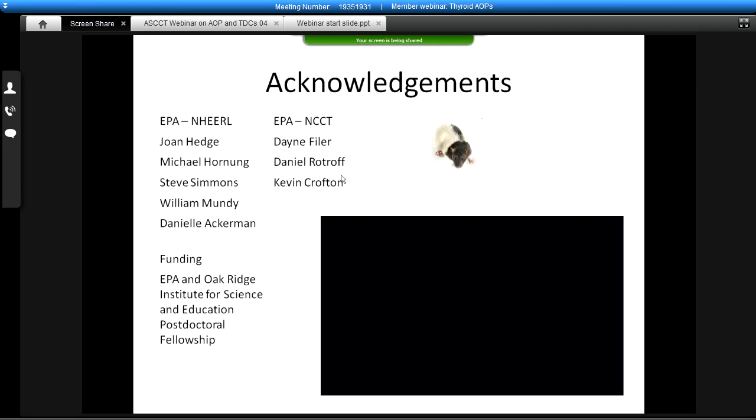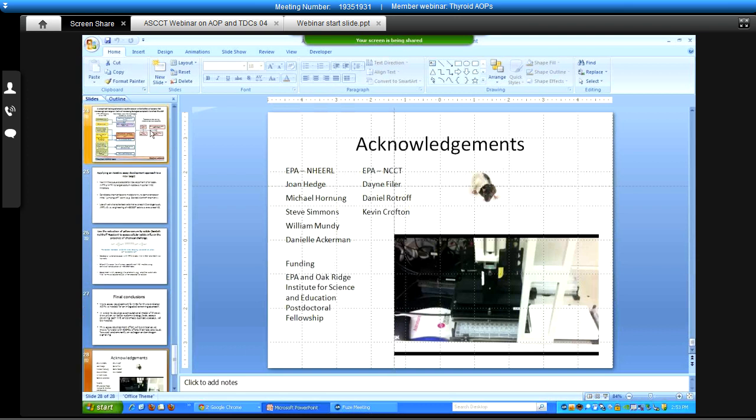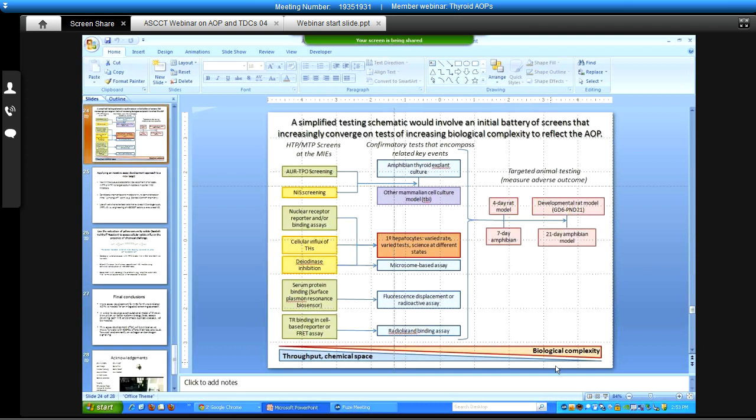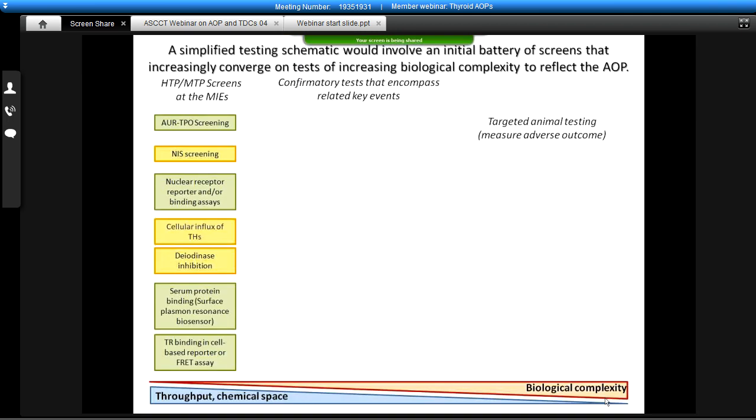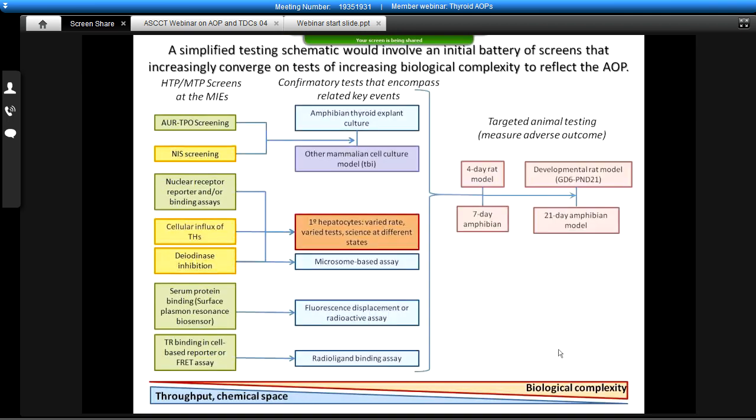Well, I will just point out, I thought it was really interesting. You had a slide of your proposed ideal testing strategy, or potential testing strategy, and the amphibian metamorphosis assay, which is your very last animal assay, like the furthest tier, is what is considered a tier 1 screening assay for the endocrine disruptor program.